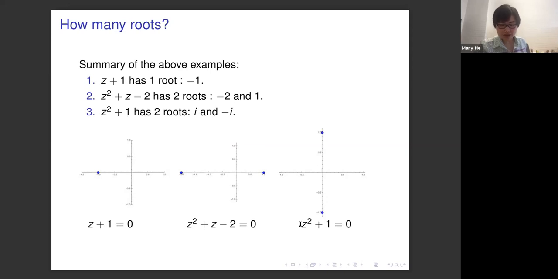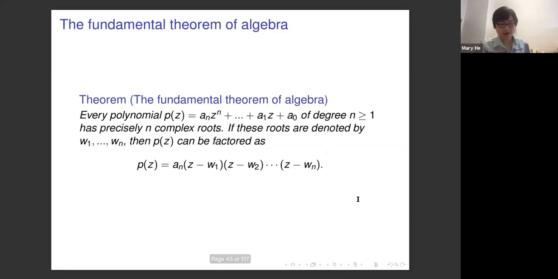So this is a polynomial with real coefficients. However, it has 2 complex numbers as roots. But as you can see from the picture, these 2 complex roots are symmetric about the x-axis. So from the second and third examples, you can see the roots either live on the real axis or they're symmetric about the real axis. We will also see some examples which illustrate this phenomenon later.